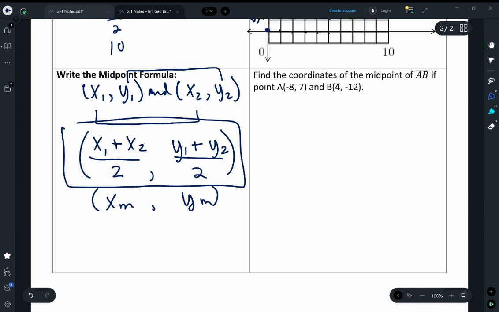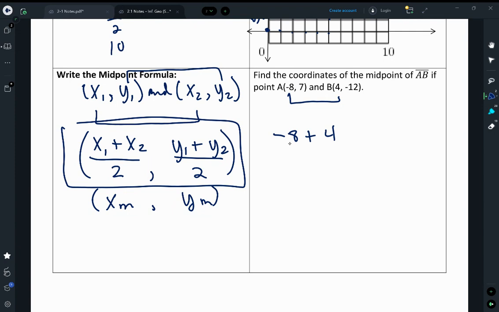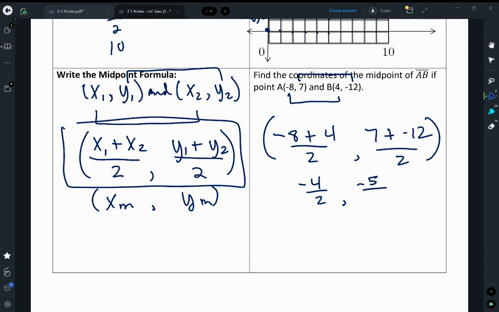So last we're going to do just a quick example, where we go ahead and find a midpoint. I did not mean to draw that line. So my x's are -8 and 4. So -8 plus 4 divided by 2, comma, and then my y's are 7 and -12. So 7 plus -12 divided by 2. So let's go ahead and simplify. -8 plus 4 is -4. 7 plus -12 is -5.